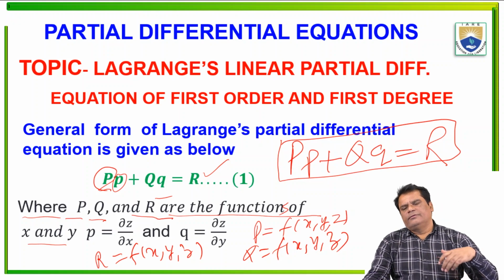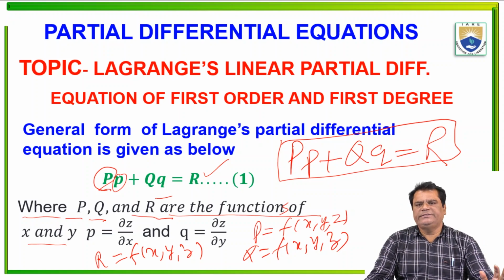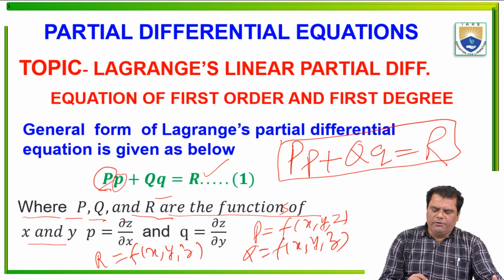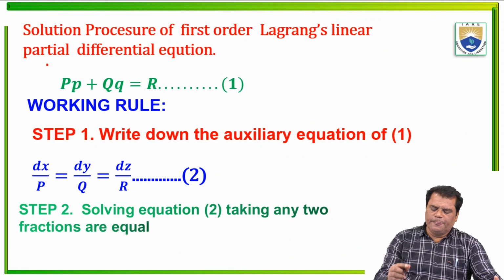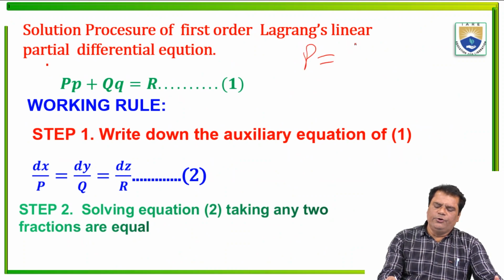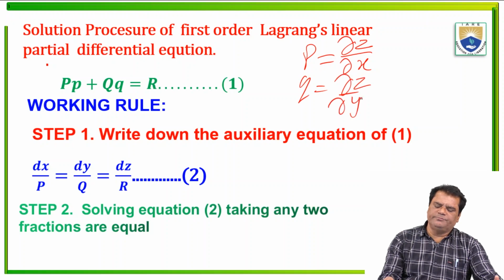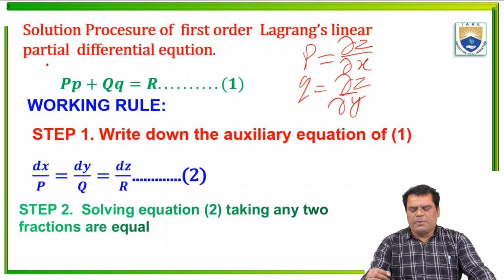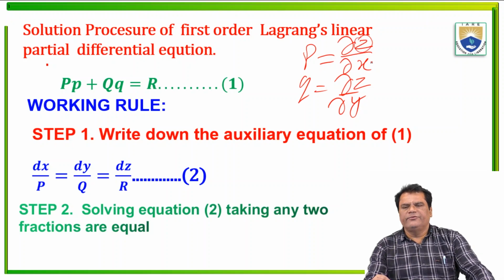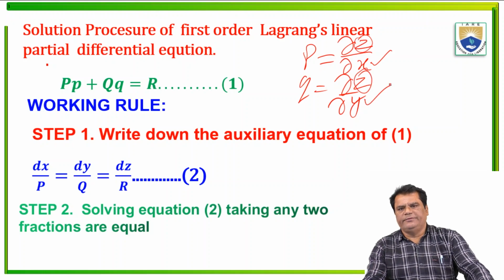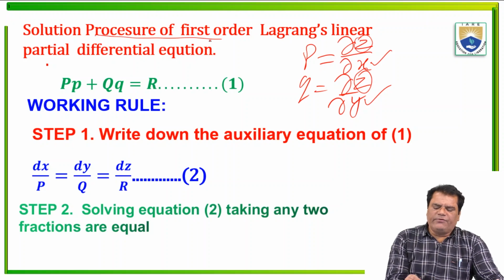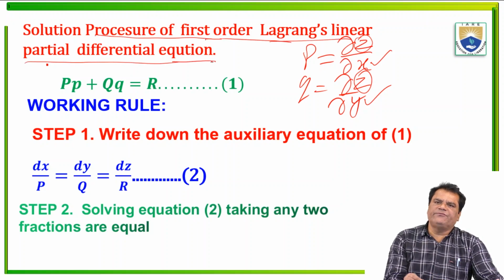So in the function P, there may be three variables x, y, z. What is small p? Small p is dou z over dou x, and small q is dou z over dou y. So small p is the differentiation of z with respect to x, and small q is the differentiation of z with respect to y.